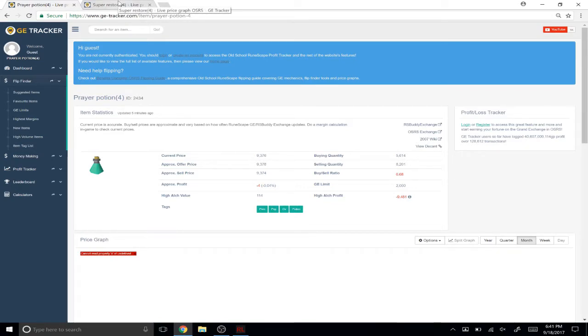So, really good pro tip is if a substitute of an item is going down in price, then it's likely that the substitute of the item, for example, in this case, the super restore, is also going down. And for these two, this is the case in both methods. We will check another item here in a second and see if this holds constant.